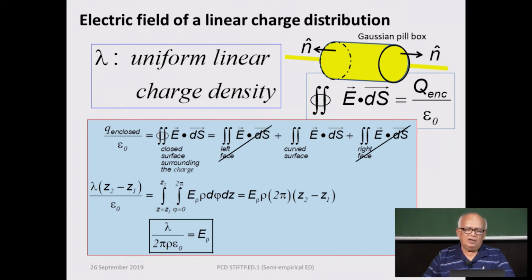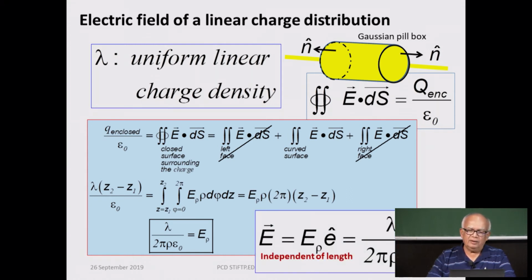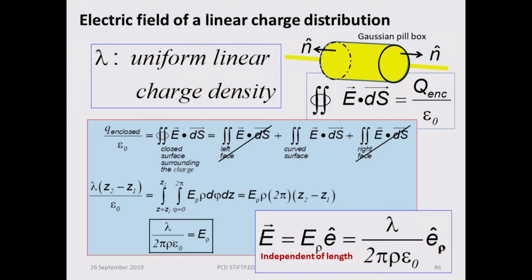That integration is over z and phi, at a particular radial distance from the axis, which in the cylindrical polar coordinate system is the distance rho. Phi is the azimuthal angle. You carry out this integration and you get the expression for the intensity. This is independent of length.